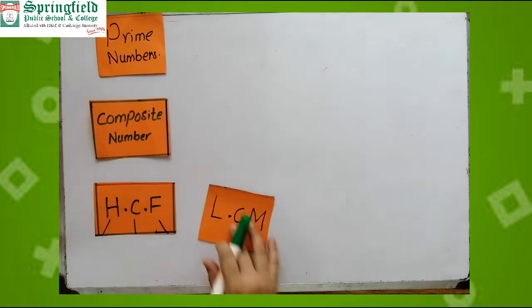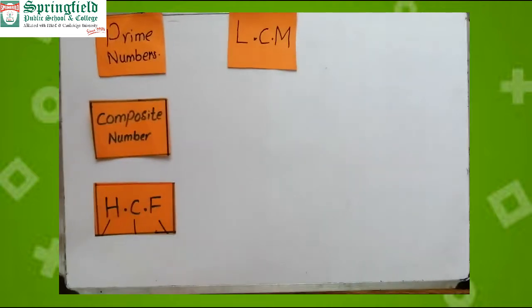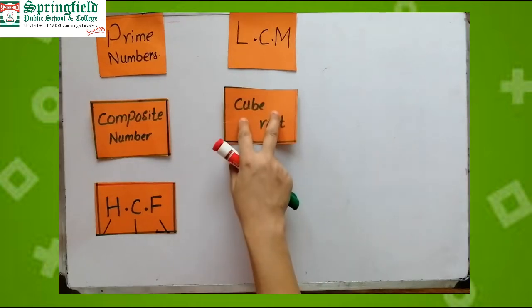Okay, we also learned about the LCM. LCM means least common multiple, and the least common multiple can be found by the prime factorization method, and it has a formula. So first we will find the common factors, and the common factors with the highest power will be multiplied with the non-common factors with the highest power, and the multiplication of these common and non-common factors is called the LCM.